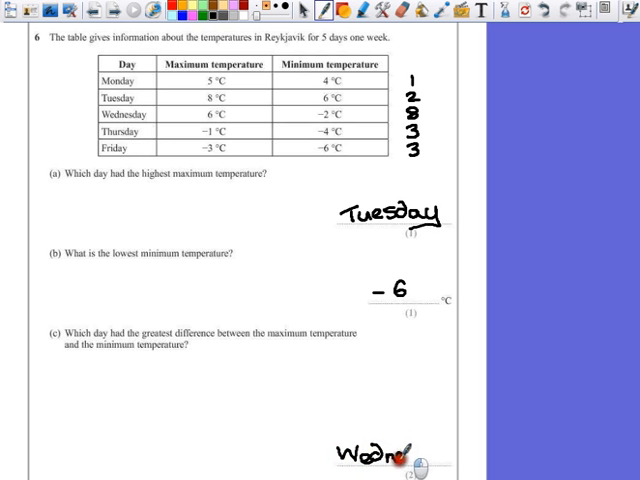We could have shown our working out even further by writing down 5 take away 4, but by showing that we've worked out all of the differences here, it will be enough for our calculation mark and then our final answer.